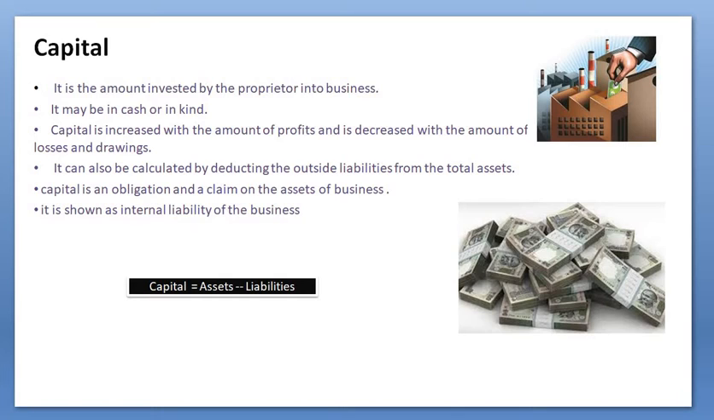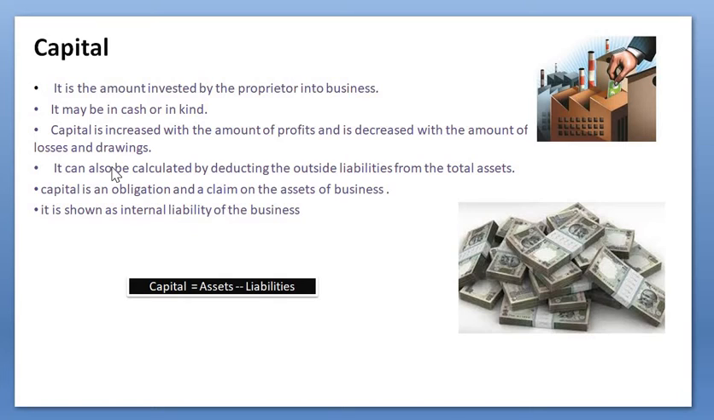Capital. Suppose you want to start the business. Being owner, you need some money to invest in the business, as finance is required to start the business, to run the business, for the growth of the business. So whenever you are going to start the business, the money invested by you in that business from your funds is known as your capital. The amount invested by the proprietor into the business is known as capital. It may be in cash or in kind.